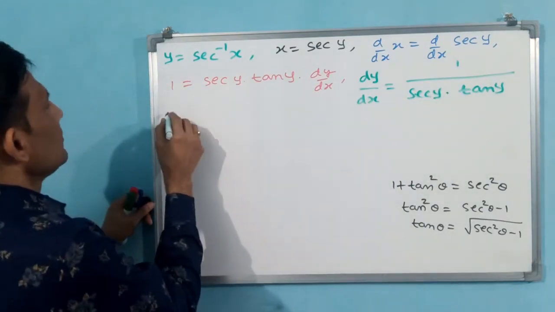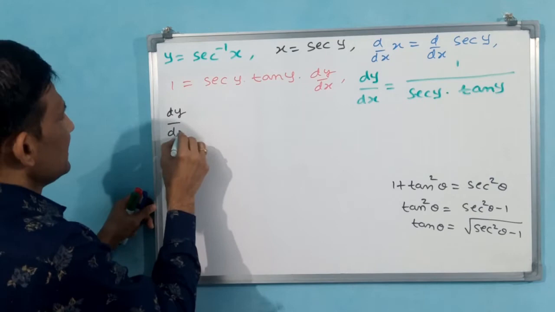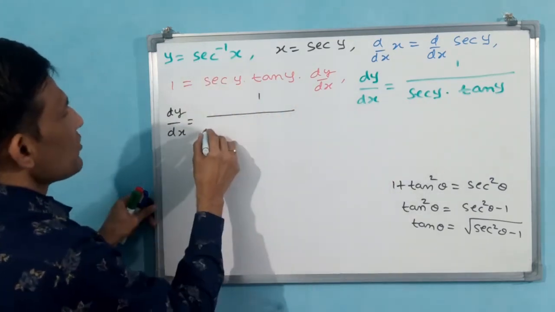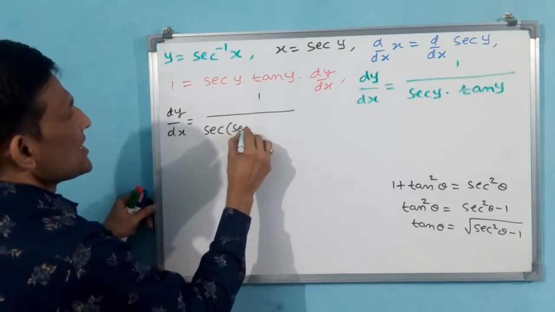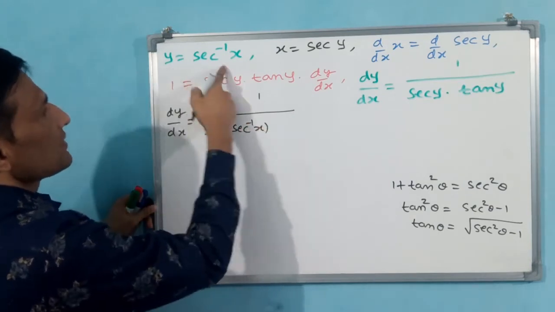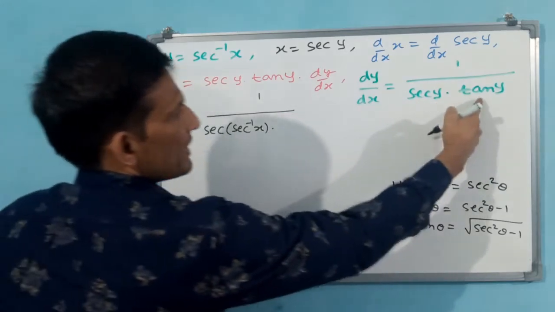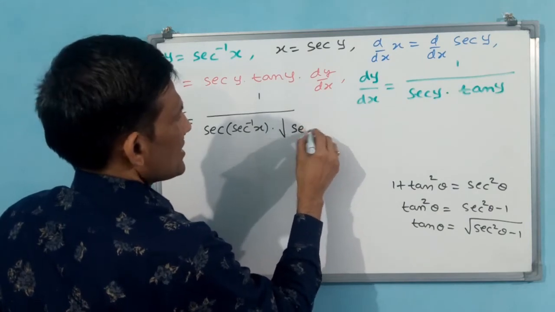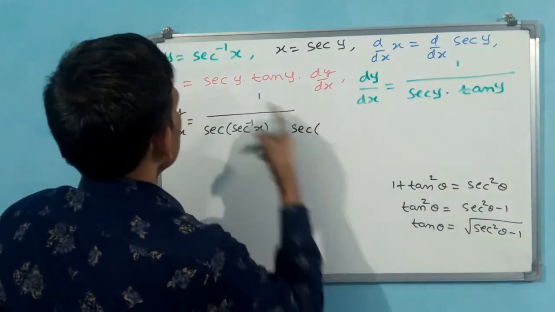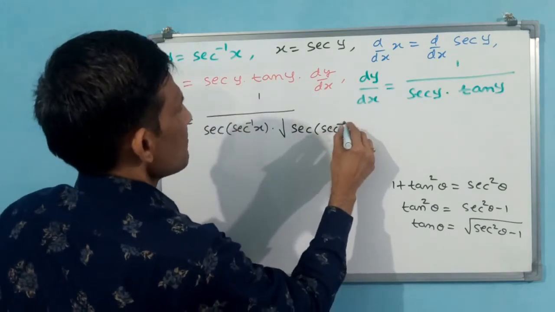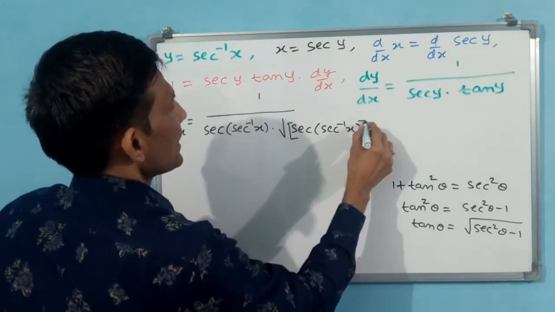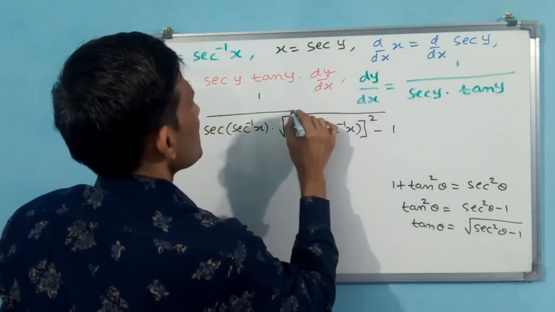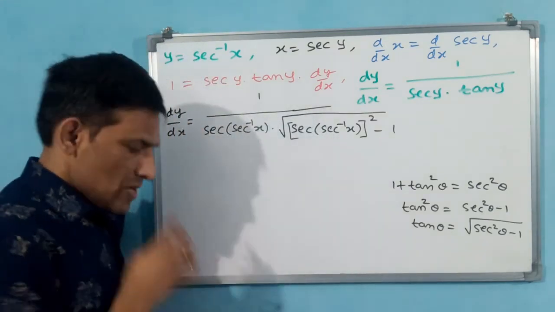Write down. That is, dy by dx is equal to 1 by, for secant y I am substituting directly secant of secant inverse x, into, for tan y I am writing square root of secant of secant inverse x, whole square, minus 1. Is it okay? Okay?